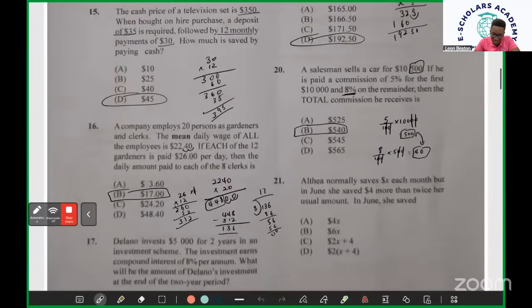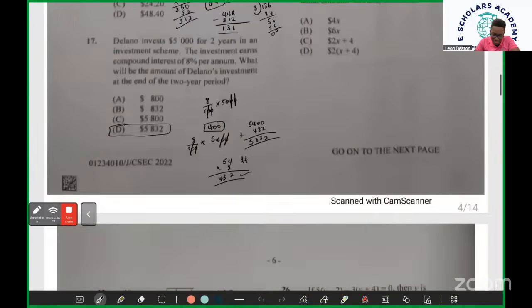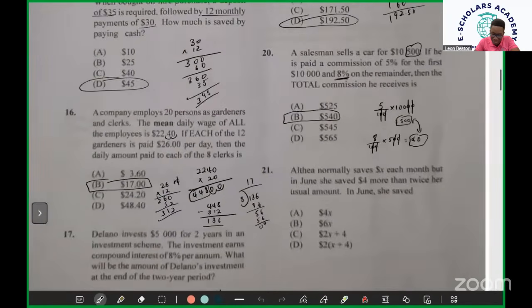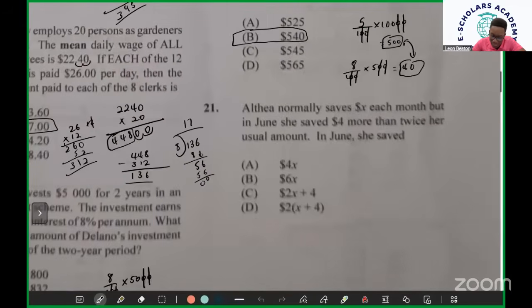So this is 2022, right? All right, so we did this one just now. Altia normally saves X dollars. She saved $4 more than twice her usual amount. So she saved X dollars, $4 more than twice her usual amount. So this would be C.